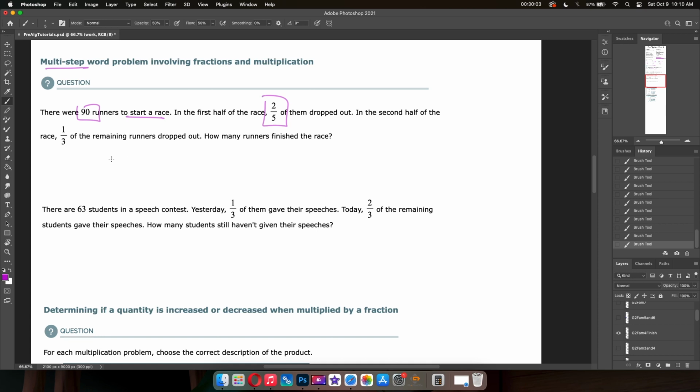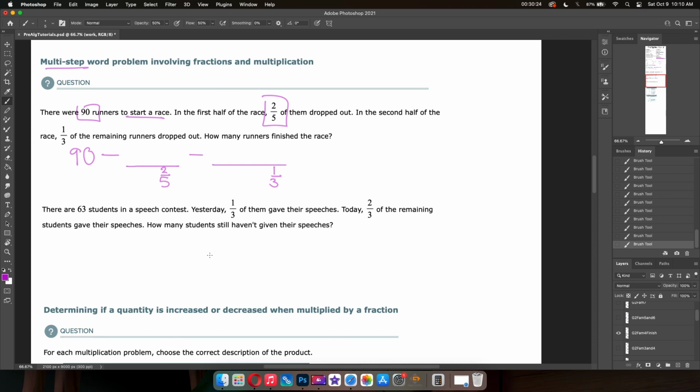Okay, so we need to take out 2/5 of our runners. That's going to be 90 minus the 2/5. We'll talk about that in a second. And then in the second half of the race, 1/3 of the remaining dropped out. So we have the 2/5 for the first half, and then we have the 1/3 for the second half.